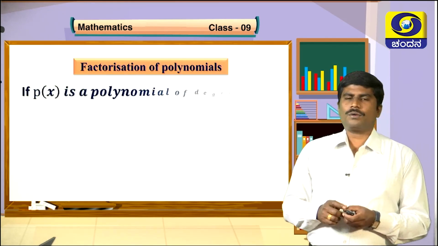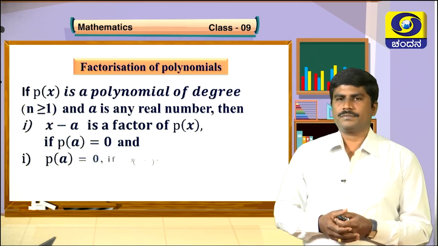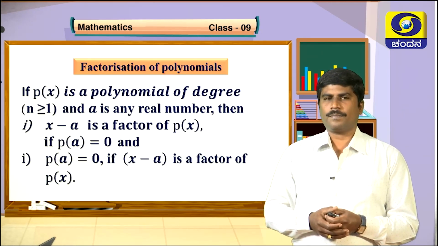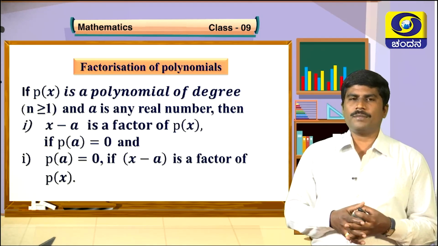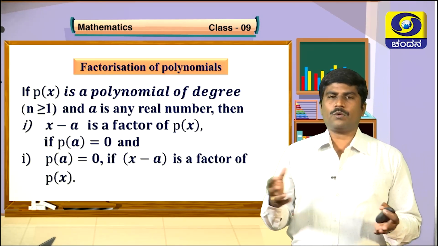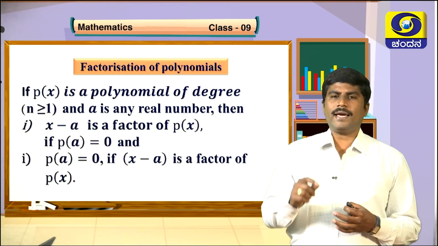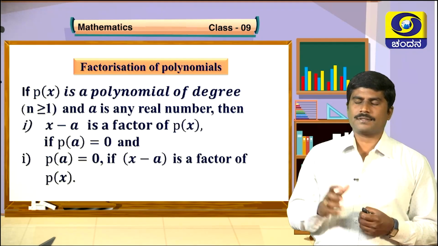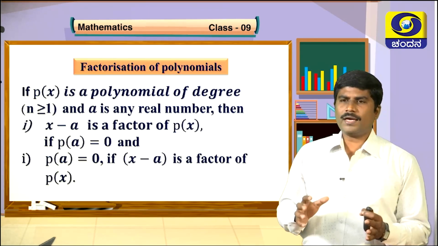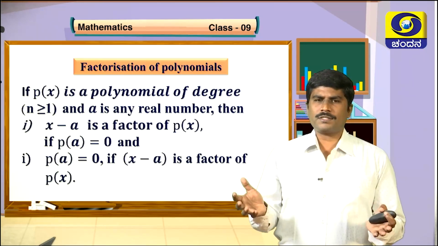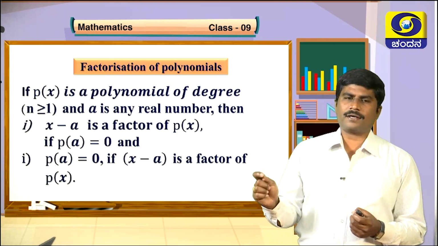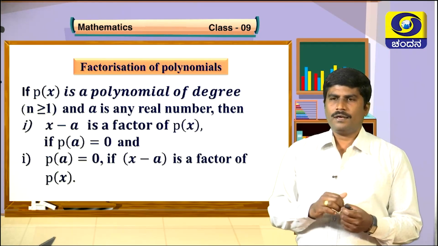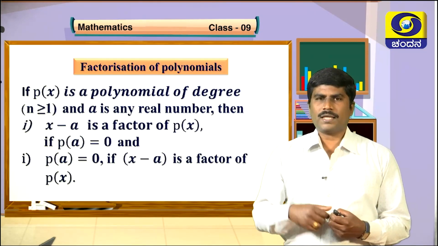Okay? Now how are you going to factorize polynomials? We have one more theorem that is called the factorization theorem. If p of x is a polynomial of degree n greater than or equal to 1 and a is any real number, then x minus a is a factor of p of x if p of a is equal to 0. That you know already. If it is 0, it is a factor. If it is not 0, it is not a factor. That's called the factorization theorem.